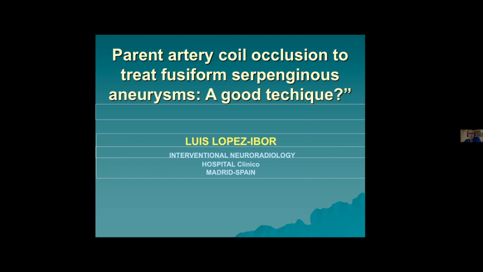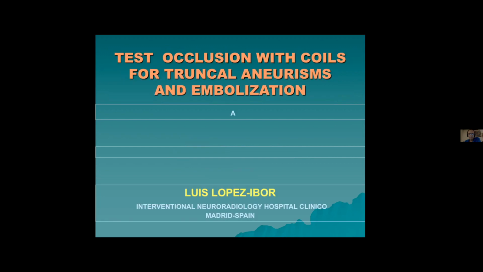I present some experience of the parent vessel occlusion test to treat the fusiform aneurysm.